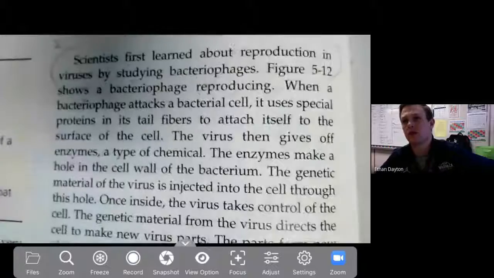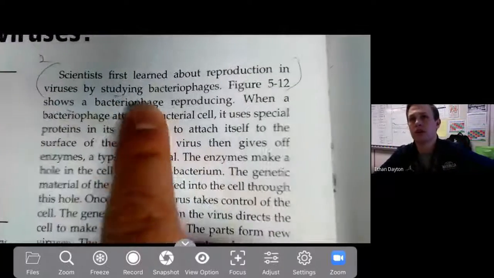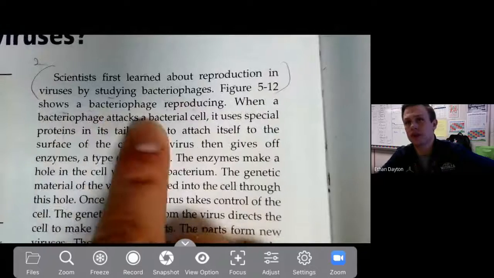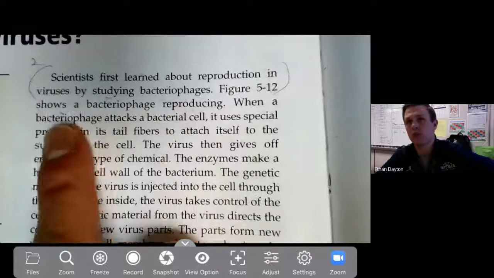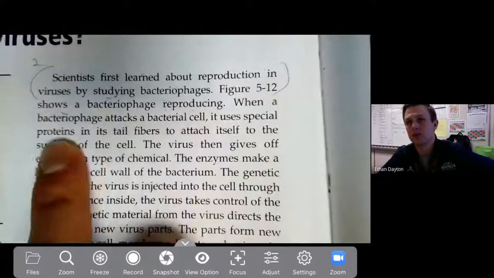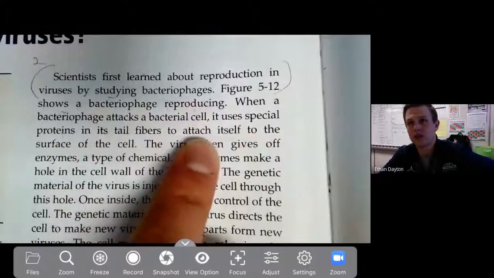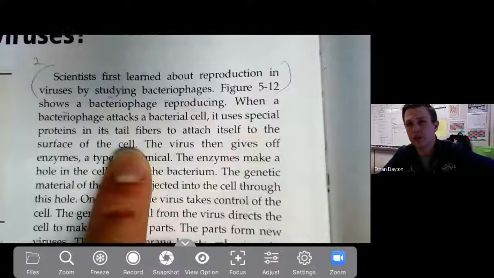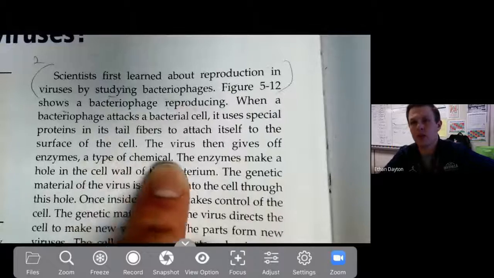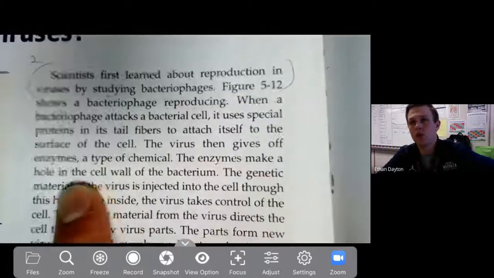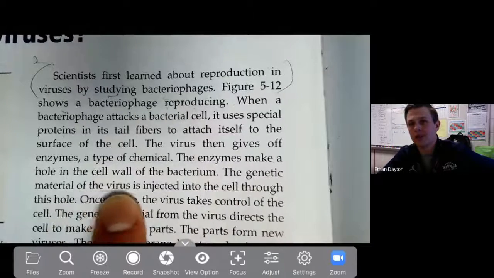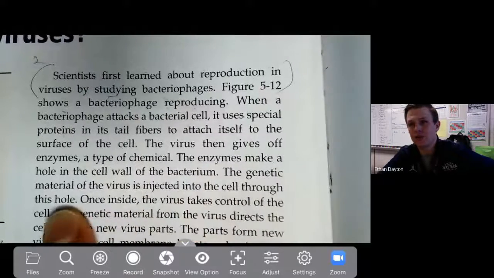Scientists first learned about reproduction in viruses by studying bacteriophages. Figure 5-12 shows a bacteriophage reproducing. When a bacteriophage attacks a bacterial cell, it uses special proteins in its tail fibers to attach itself to the surface of the cell. The virus then gives off enzymes, a type of chemical. The enzymes make a hole in the cell wall of the bacterium. The genetic material of the virus is injected into the cell through this hole.